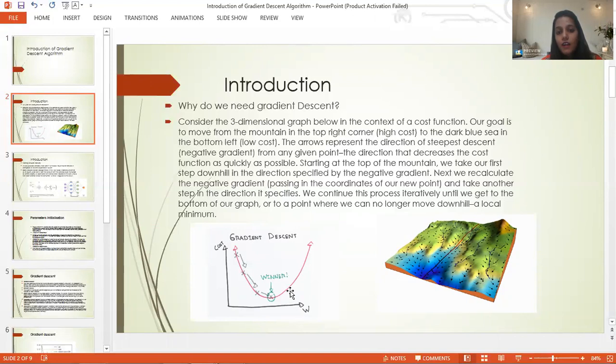Starting at the top of the mountain, we take our first step downhill in the direction specified by the negative gradient. Next, we recalculate the negative gradient and take another step in the direction it specifies. We continue this process again and again until we get to the bottom of the graph, the point where we can no longer move downhill, a local minimum. Basically, the target of gradient descent is to find either the global minima or the global maxima. If it is positive, then global maxima; if negative, then global minima.